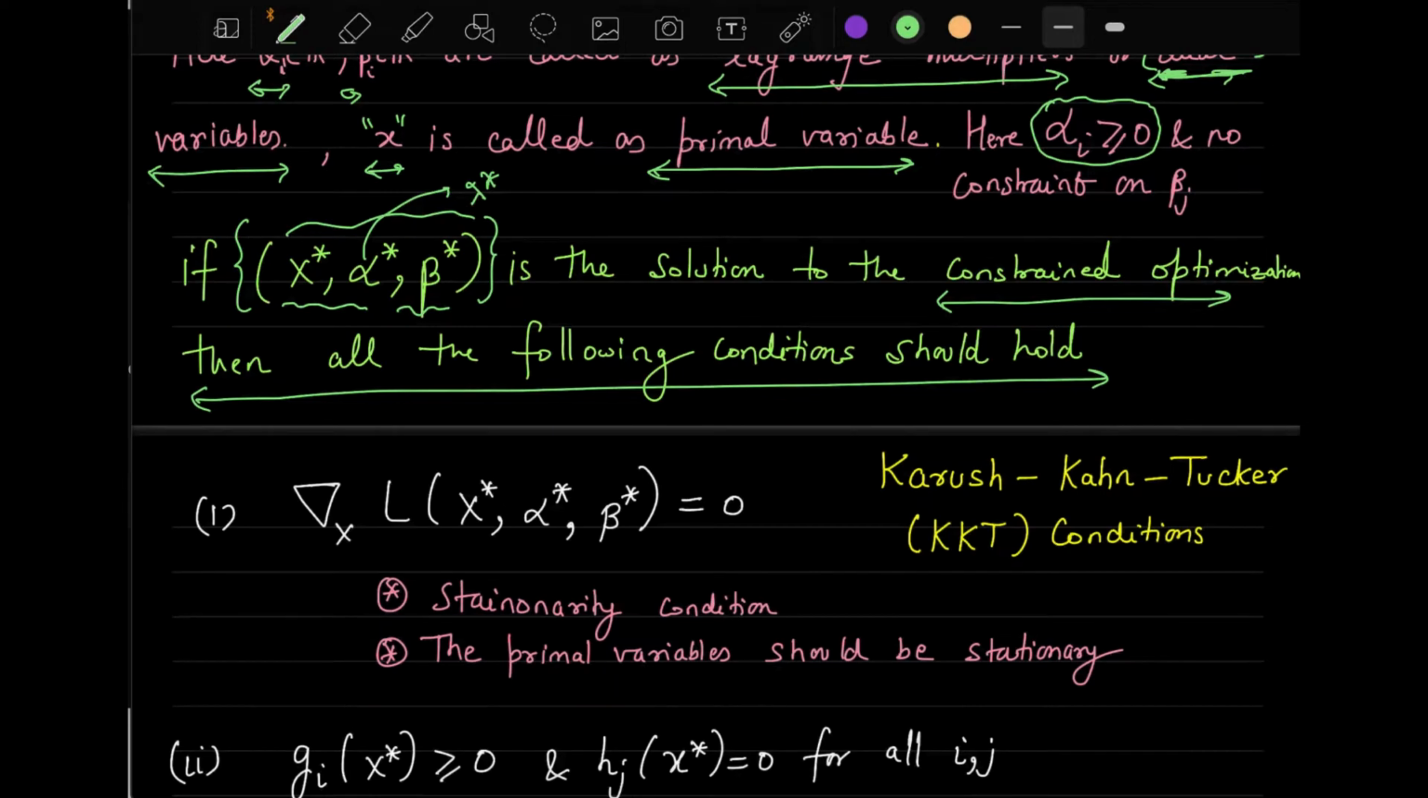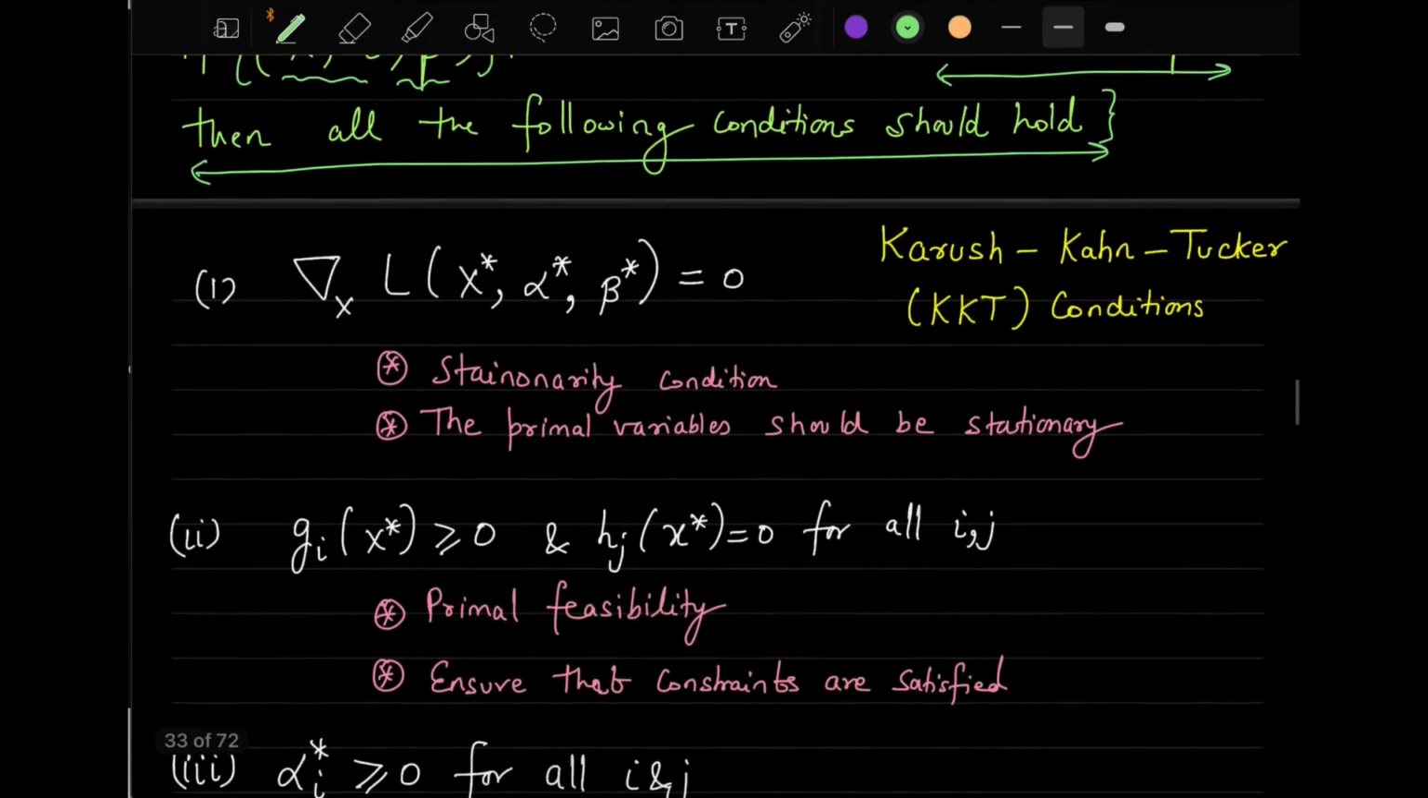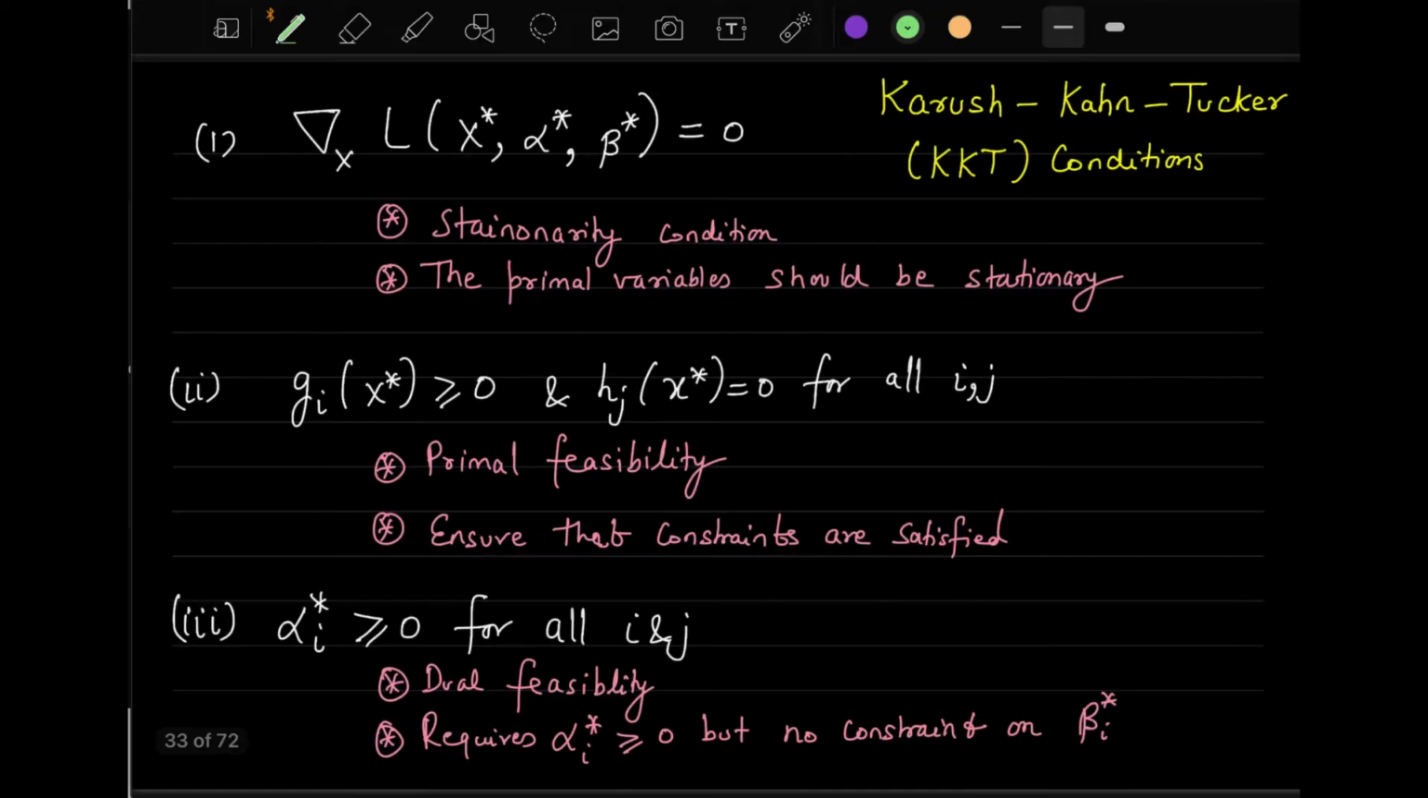If you want to say that this is the solution of the constrained optimization problem, then it has to satisfy the following conditions given over here. These conditions are called the KKT conditions, which stands for Karush, Kuhn, Tucker. They are to be satisfied, and only then can we say that the solution of the Lagrangian that you are obtaining, which is this and this, are optimal solutions.